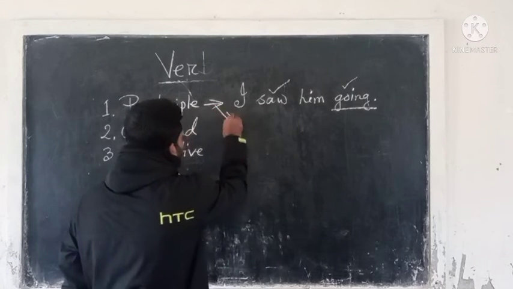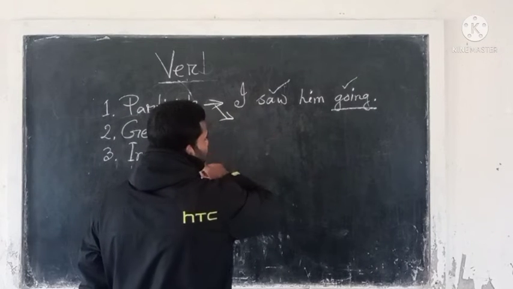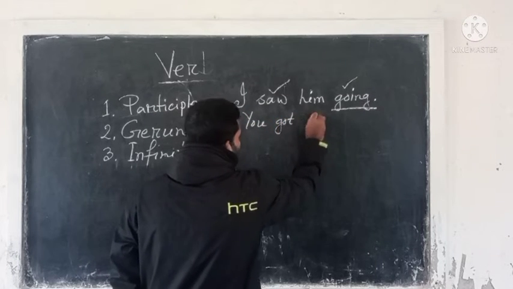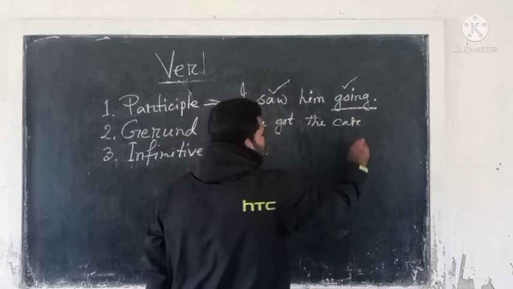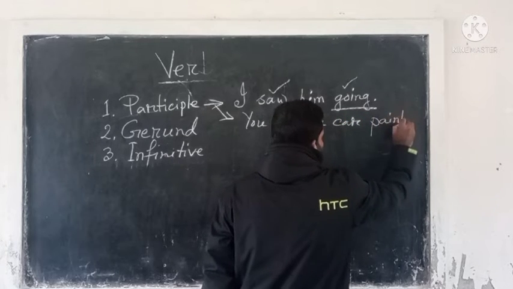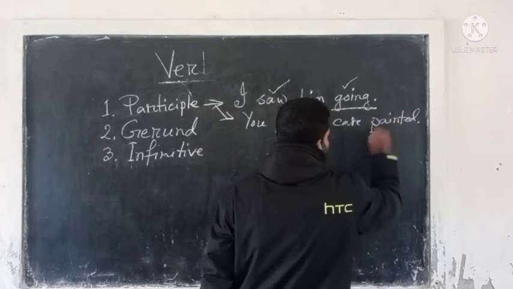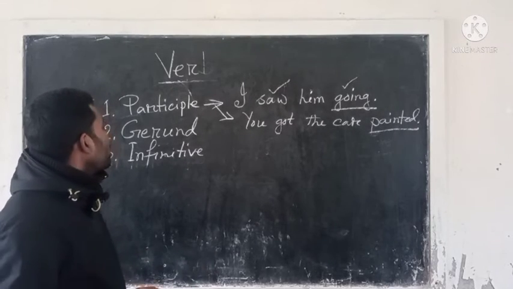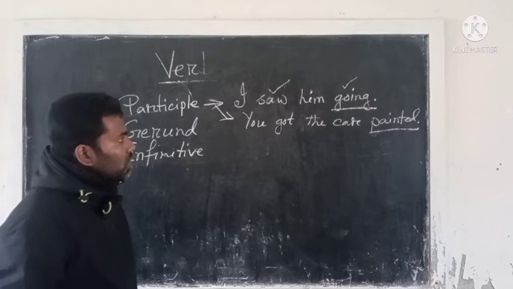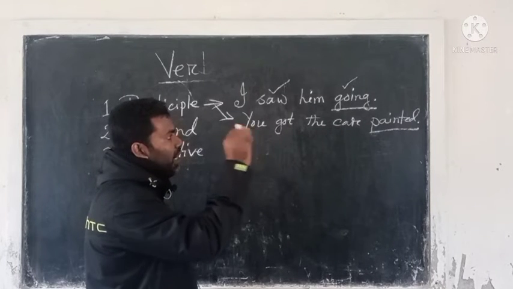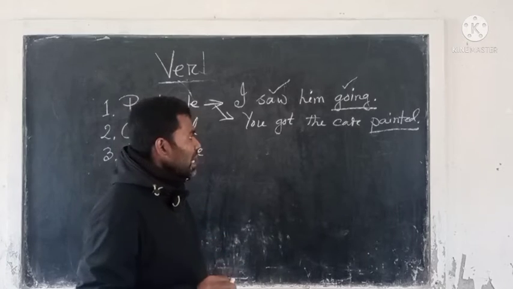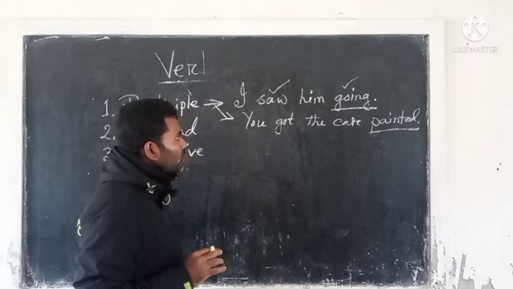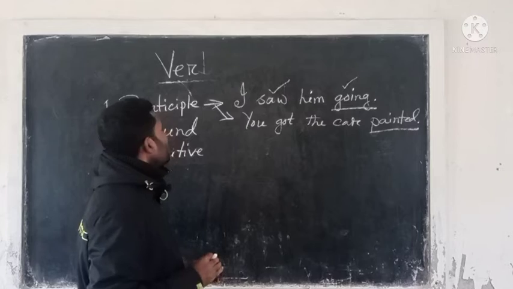And then we can write another sentence. You got the car painted. Painted is a non-finite verb and it is called participle. In these two sentences, going and painted, these two verbs work as an adjective. So these two verbs are called participle.